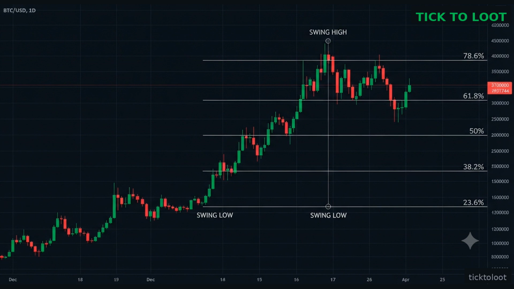There are specific levels that traders watch for retracements, and these are based on the Fibonacci sequence. The most important levels are 23.6%, 38.2%, 50%, 61.8%, and 78.6%. These levels are like magnets that attract price action, and they can help us identify potential buy and sell zones.